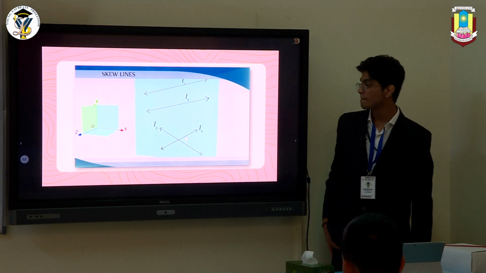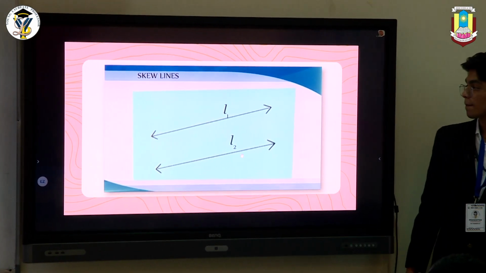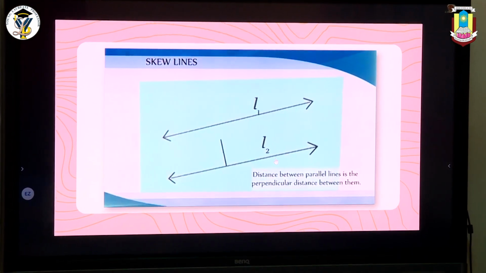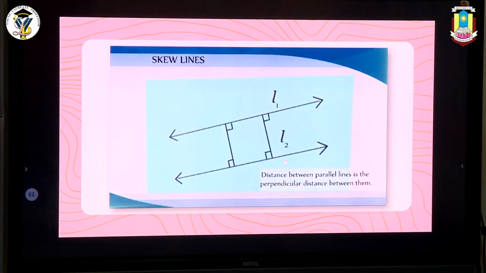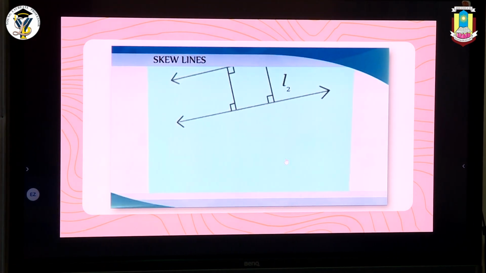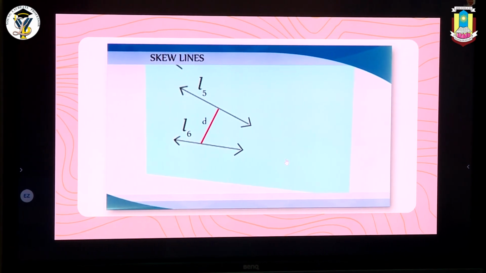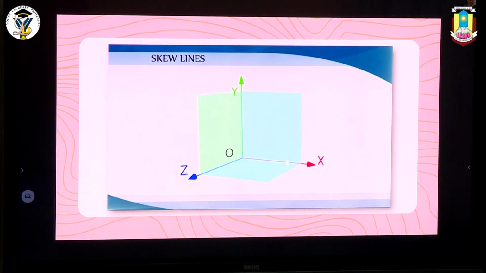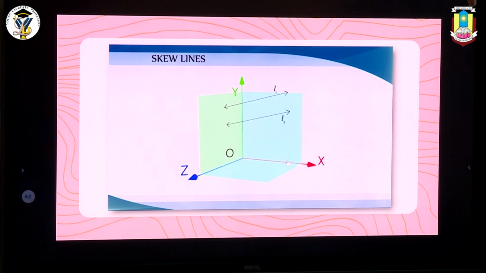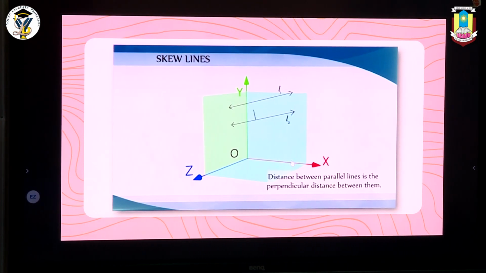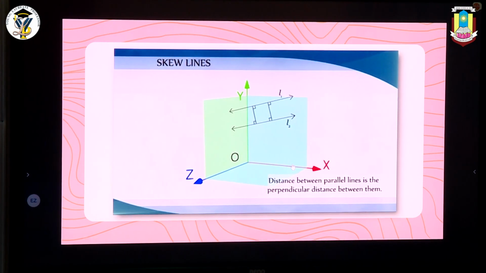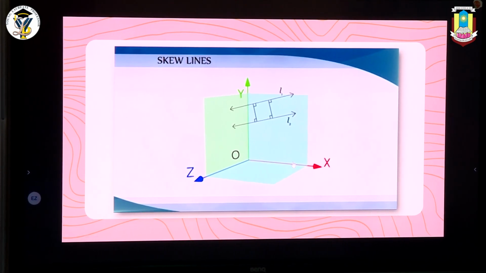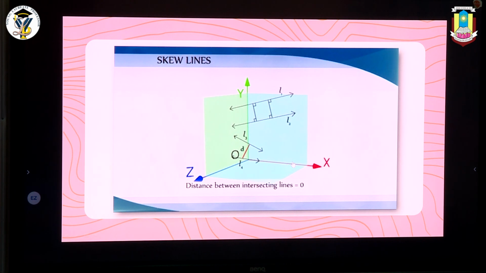Any two lines in a plane are either parallel or intersecting. If the two lines are parallel, then the shortest distance between them is the perpendicular distance between them. If the two lines are intersecting, then the shortest distance between them is 0. Similarly, in space also, the shortest distance between parallel lines is the perpendicular distance between them, and the shortest distance between intersecting lines is 0.